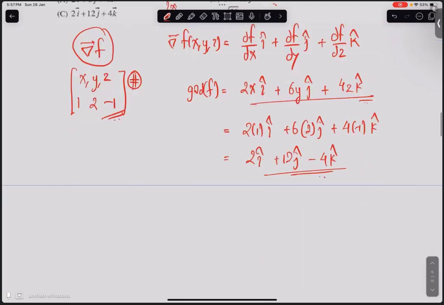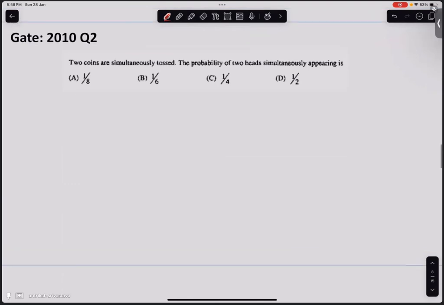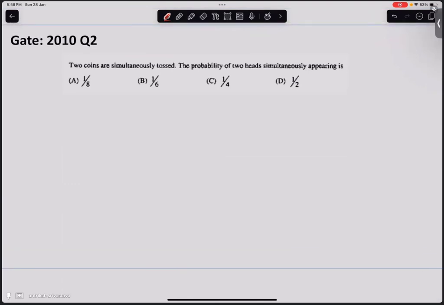Alright, do we have time for another question? Let us see. Yeah, let's take another simple question. Question number 4, GATE 2010, question number 2. Basically, this is a very easy probability question. So, two coins are simultaneously tossed. The probability of two heads simultaneously appearing is. These two coins are tossed simultaneously. Right? So, what is the chance that you are going to get heads simultaneously?